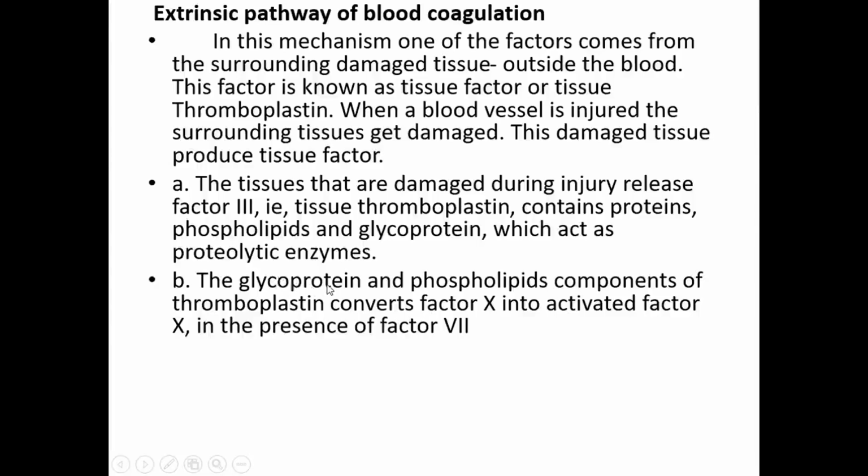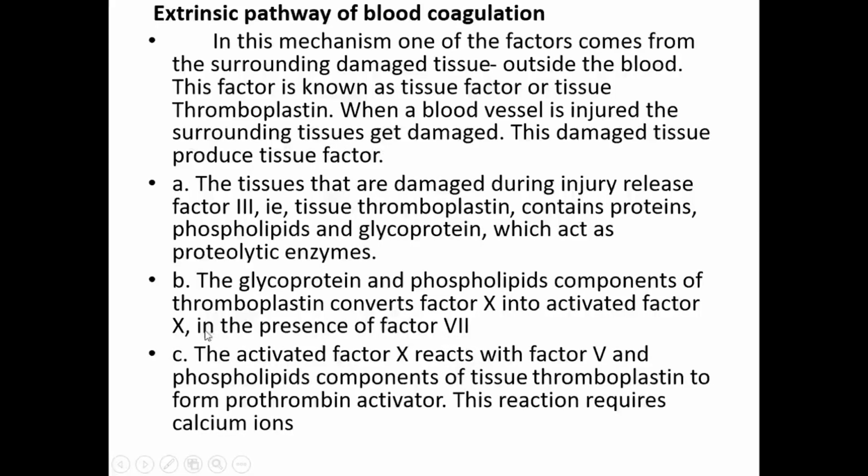The glycoprotein and phospholipid components of thromboplastin convert factor 10 into activated factor 10 in the presence of factor 7. The activated factor 10 reacts with factor 5 and phospholipid components of tissue thromboplastin to form prothrombin activator. This reaction requires calcium ions.